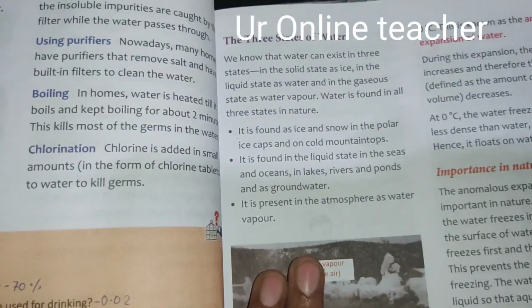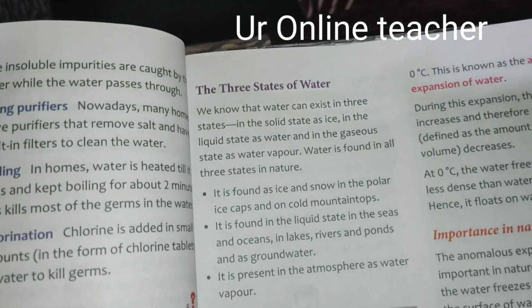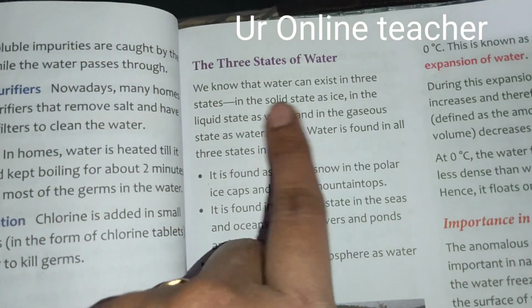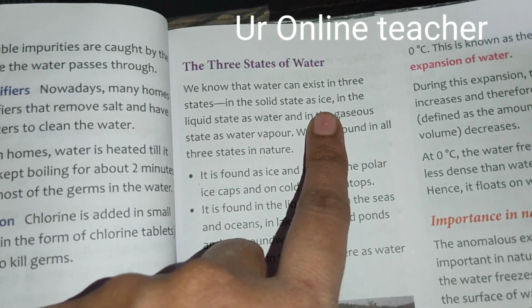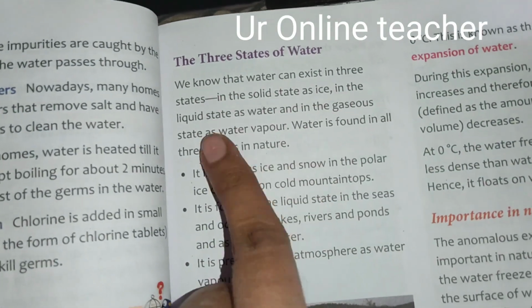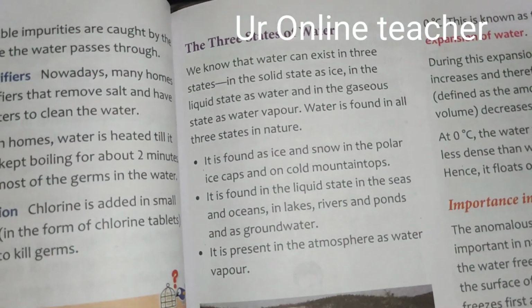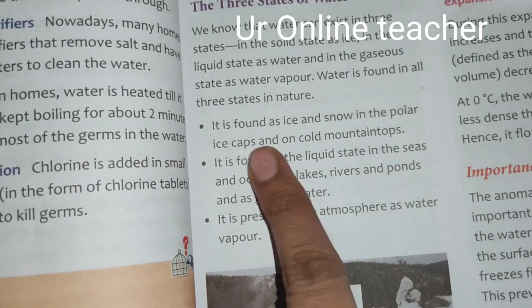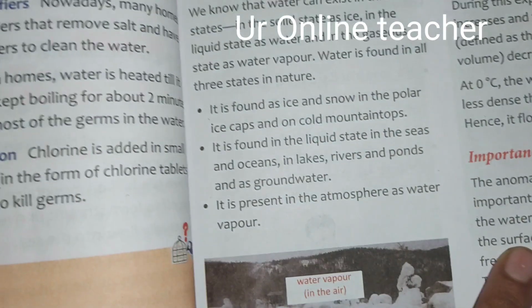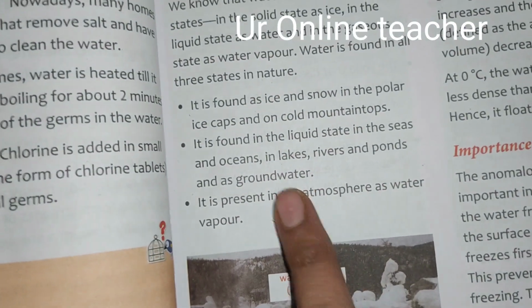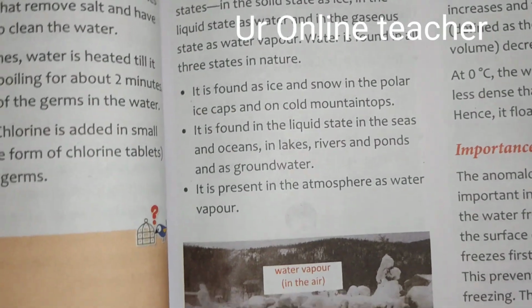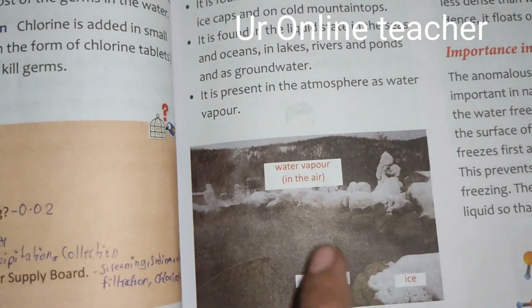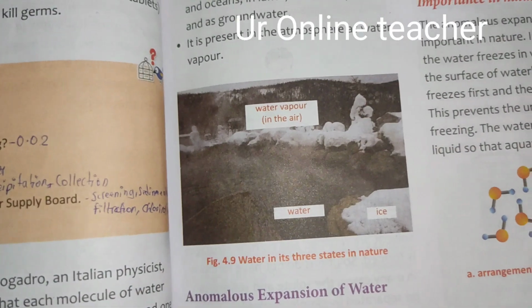And what are the 3 states of water? We know: ice, water vapor, and the liquid state of water. Water exists in 3 states: ice in the solid state, liquid water, and water vapor in the gaseous state. It is available in all 3 states in nature: in the Himalayas, polar caps, and mountains it is ice. In oceans, lakes, rivers and ponds, it is liquid. In the atmosphere it is water vapor, as we saw in the water cycle.